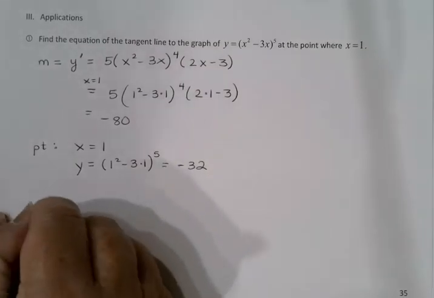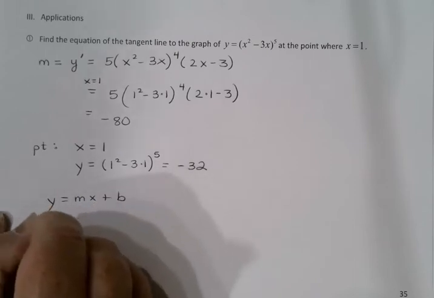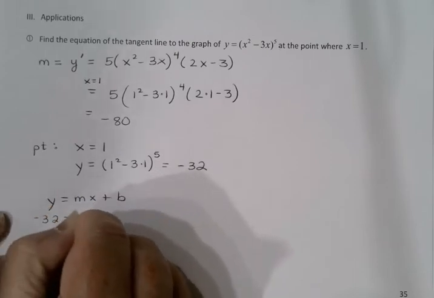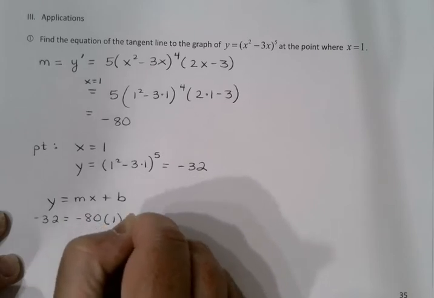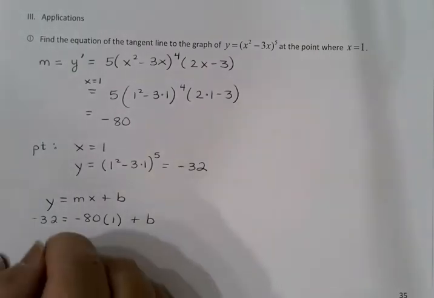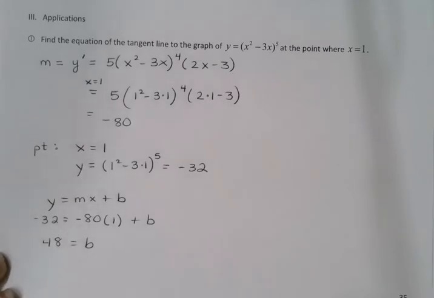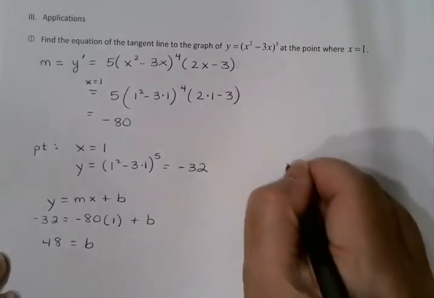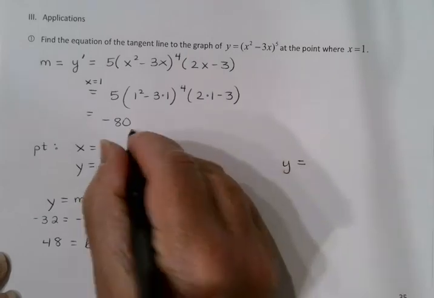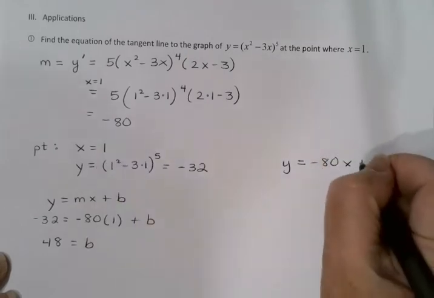And so y equals mx plus b. We'd have negative 32 equals negative 80 times 1 plus b. And adding that 80 over there, we'd get 48 for b. So the equation of my tangent line is going to be y equals negative 80x plus 48.